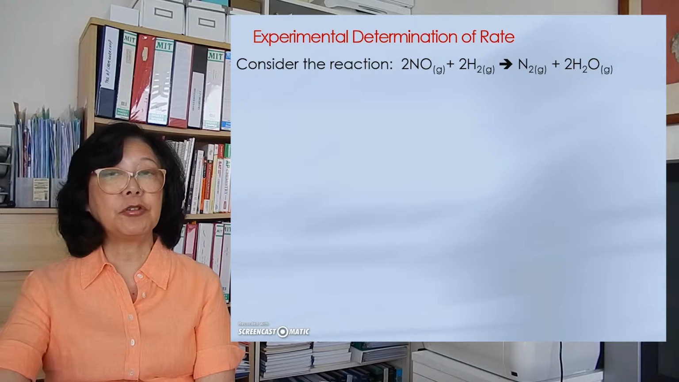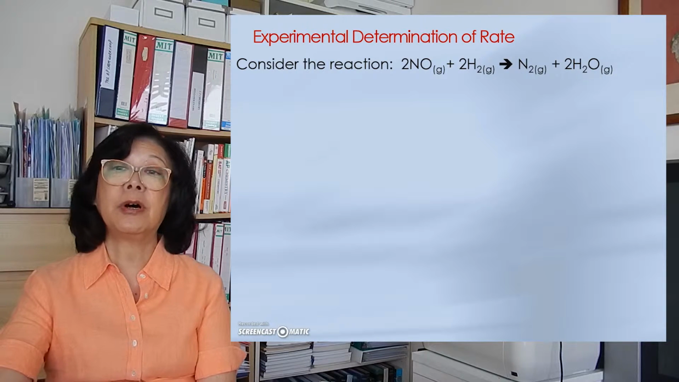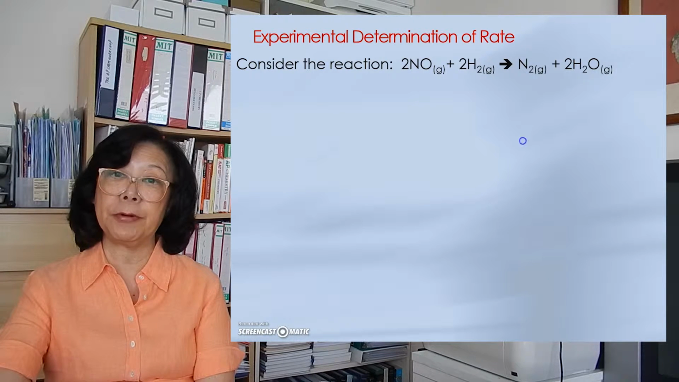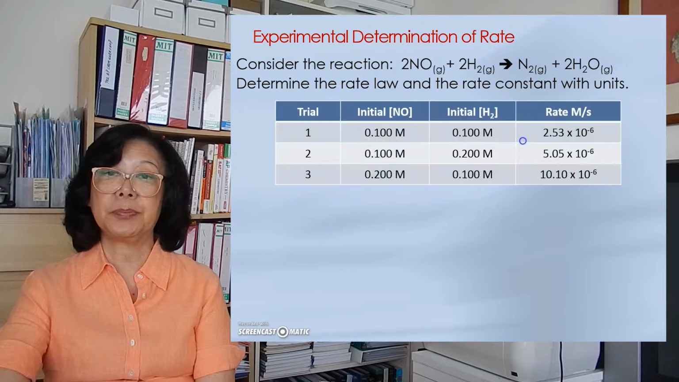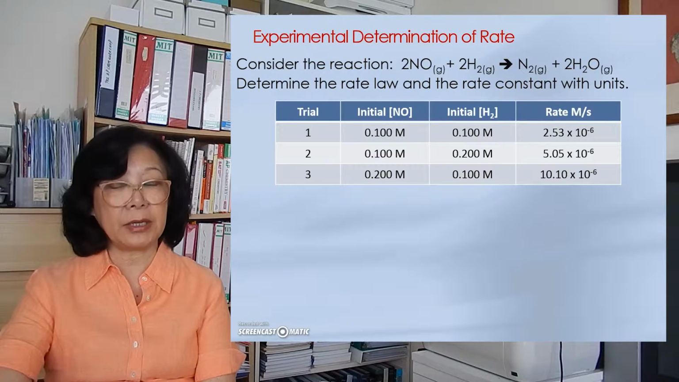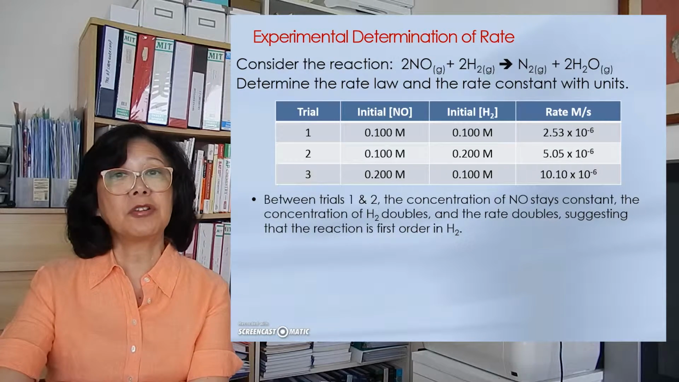Consider the reaction 2 moles of NO reacting with 2 moles of hydrogen to form 1 mole of N2 and 2 moles of water vapor. Determine the rate law and the rate constant with units. Now here are the data given. So first we use the logical argument.